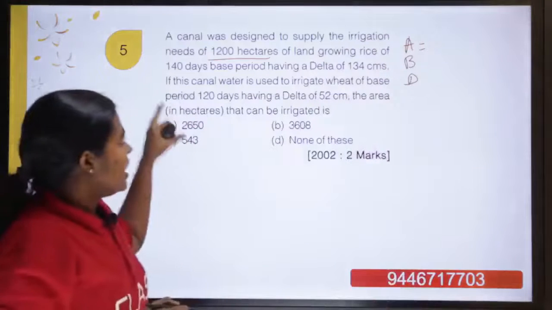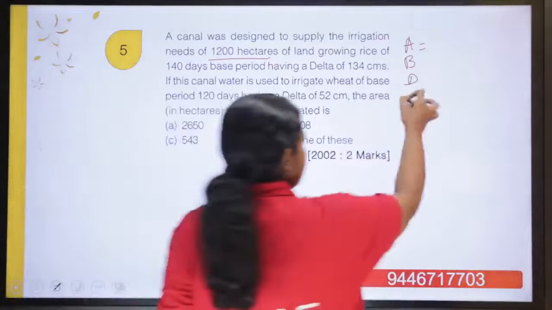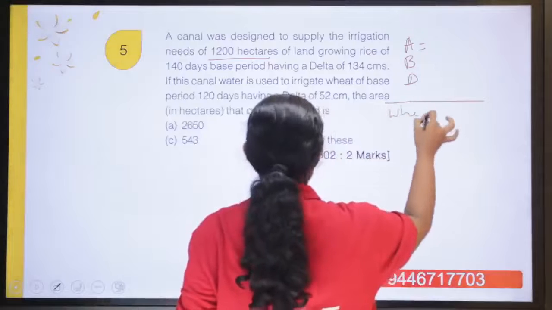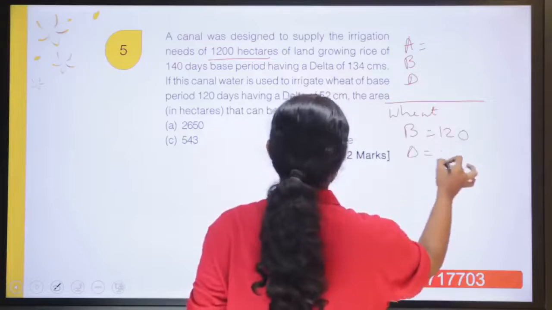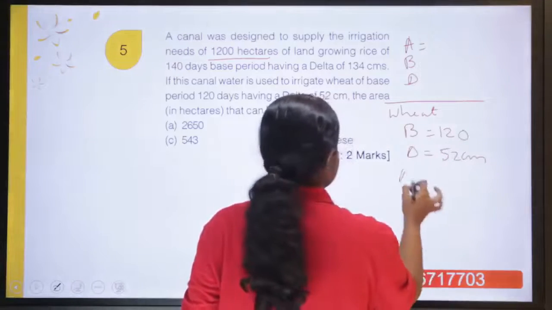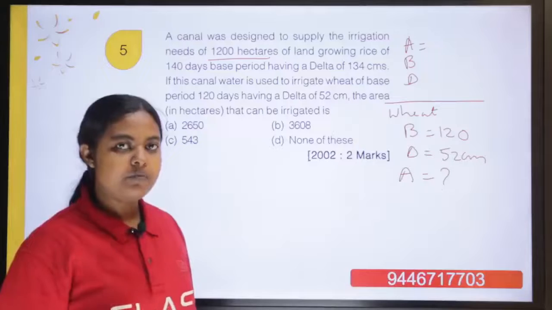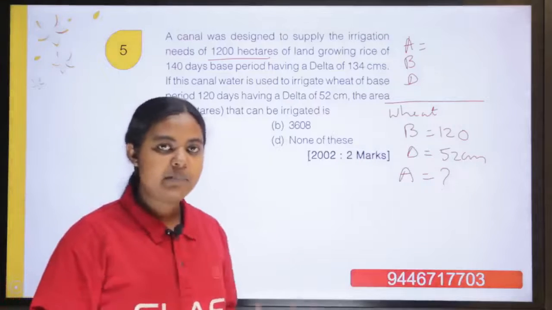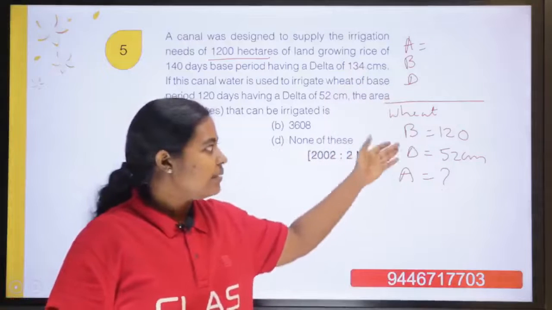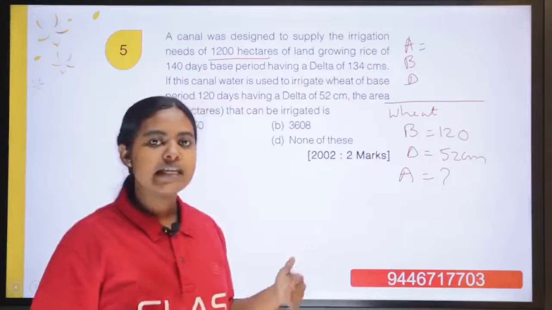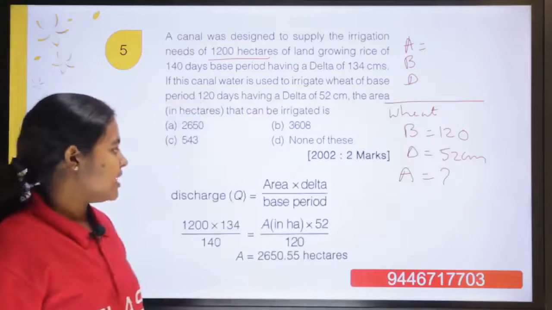Okay, for rice. Now if the same canal water is used to irrigate wheat, and the base period of wheat is 120 days and delta is 52 centimeter, then what is the area which can be irrigated for wheat? We are using the same amount of discharge as required for rice, but here the base period and delta are different. So how much area can we irrigate using the same discharge? So that is the question. We will see the answer.